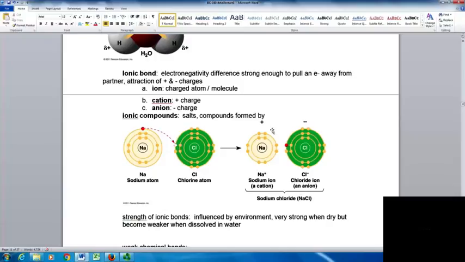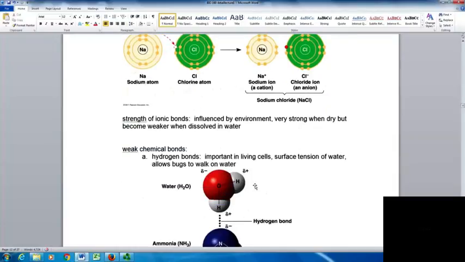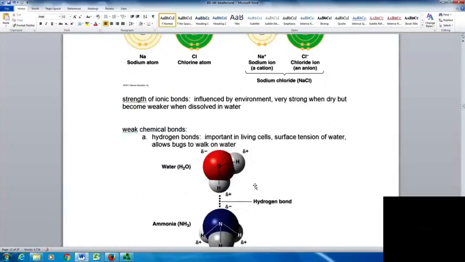So in an ionic bond, you have this attraction of the positive and negative charges here that are going to hold these two together and create the ionic compound. So ionic compounds, or salts, are formed by that positive and negative attraction. So table salt is the example with sodium chloride, but there are other salts out there in chemistry that are not table salt. So table salt has what we perceive as a salty flavor, but the others do not. So the strength of the ionic bond is going to depend on its environment. When they're dry, they're very strong. But when they're dissolved in water, they become much weaker and will actually come apart.